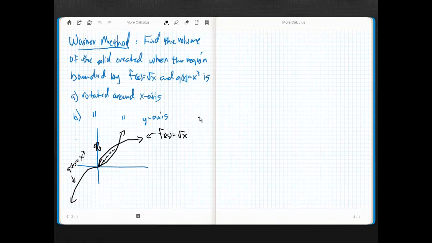If I take an action slice, that sounds so funny to say, there's my little action slice. Remember this thickness is delta x, and the height of this guy, if you look really close, is f of x minus g of x. Technically I should write it as f of x sub i and g of x sub i, for our ith interval.